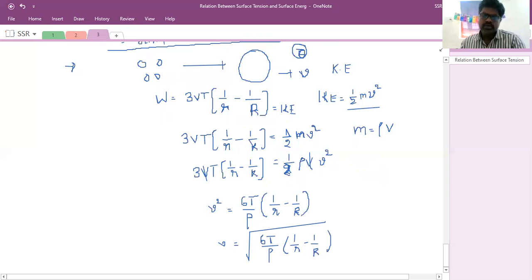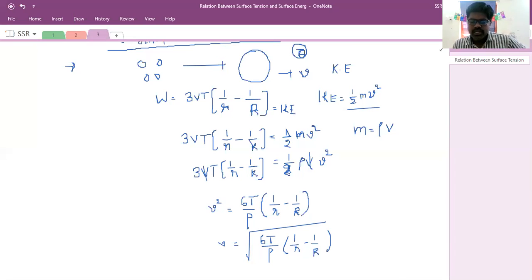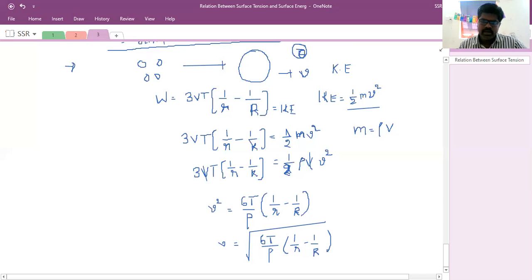This is the final velocity of the liquid droplet after combining into a single drop. This entire process is happening isothermally. Then the loss in surface energy is converted into gain in kinetic energy, so that the velocity increases from 0 to v, which is equal to root of 6T by rho into (1/r minus 1/R). Are you clear on this step? This equation?